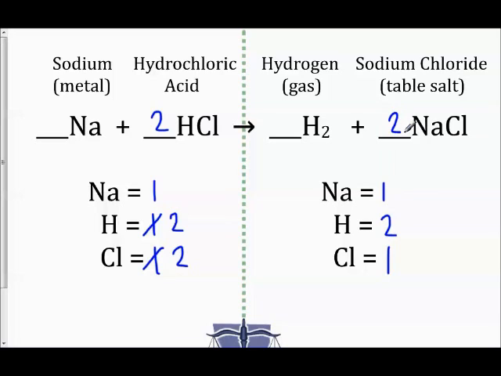Put a big 2 as a coefficient in front of this molecule. That changes our chlorine, but it also changes our sodium. All right, well, keep going with it. Update your quantities. We now have 2 chlorines. We're good there on both sides. Hydrogen, still good. Sodium, now we're off on sodium. So what can we do?